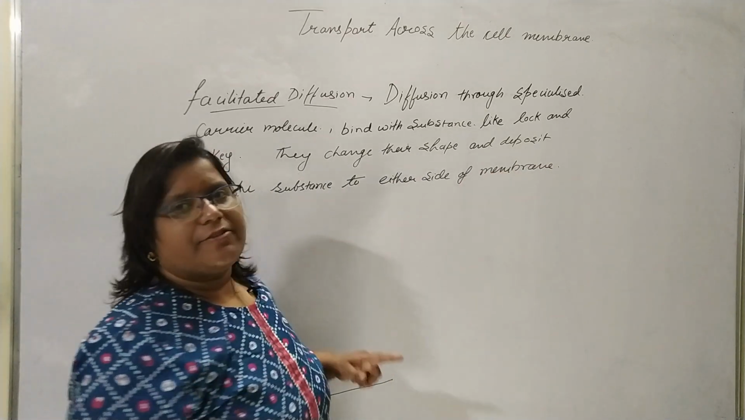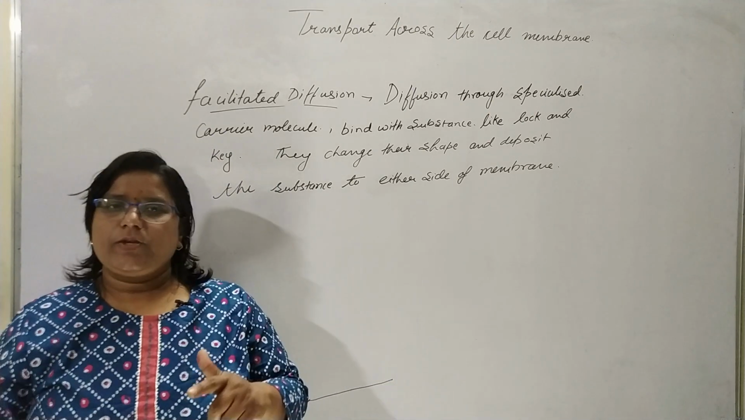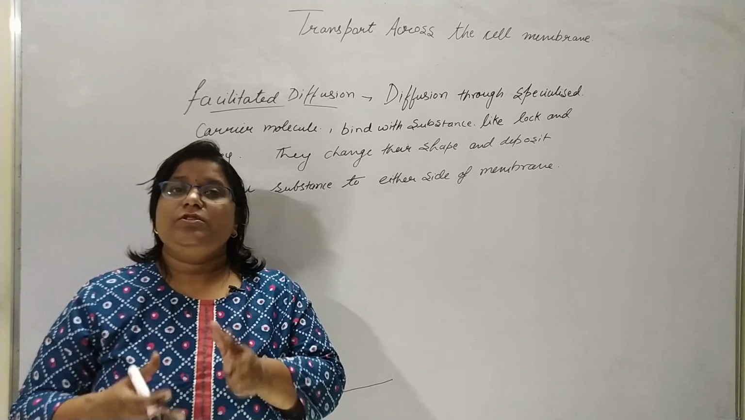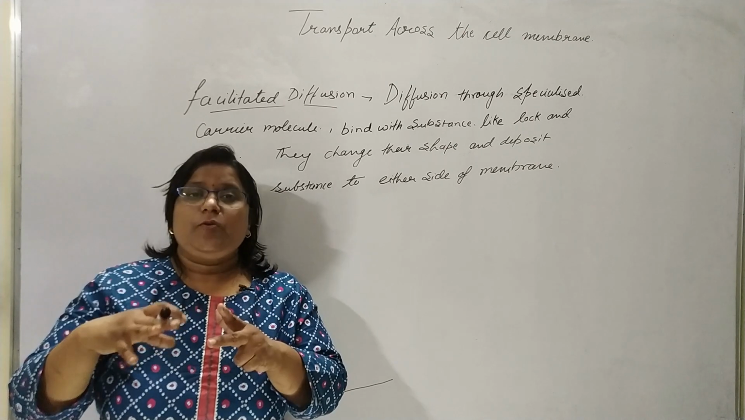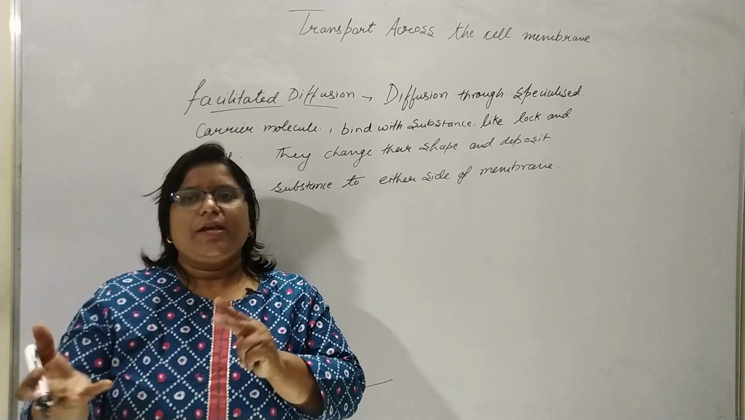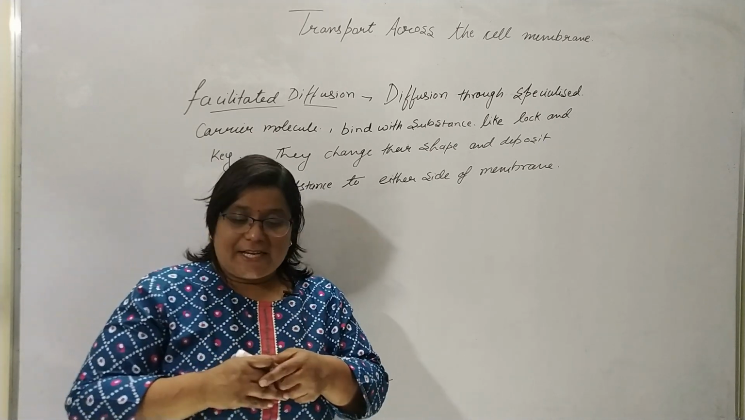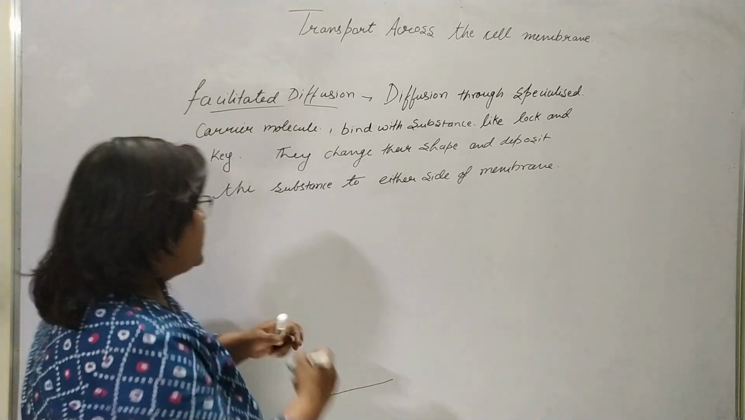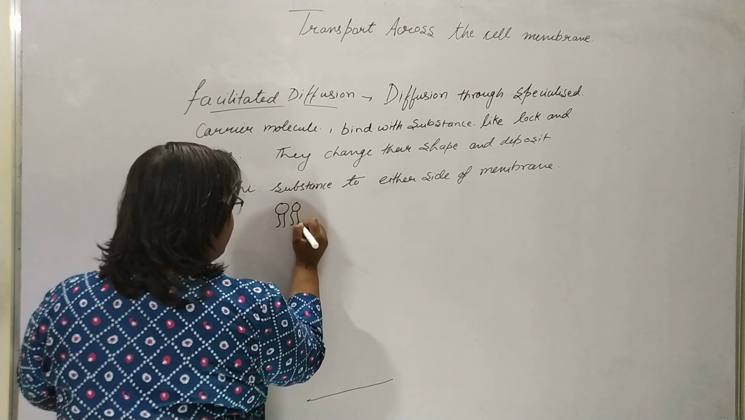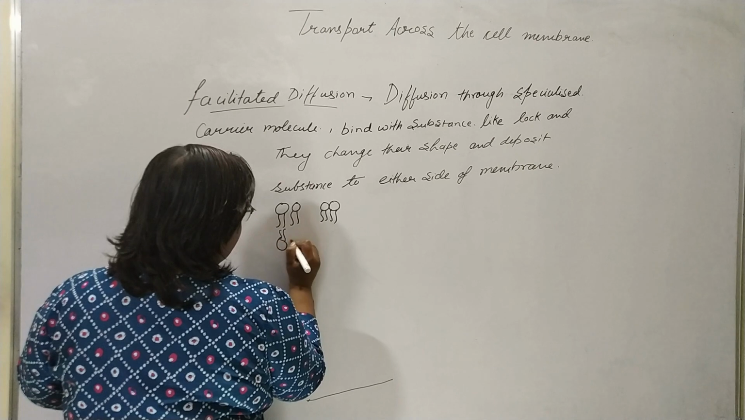Okay, so here the particular carrier molecules are used in this kind of diffusion, and these carrier molecules bind with the particular substance which is to be diffused in or diffused out. Okay, so here the carrier changes shape and deposits the substance on either side of the membrane. So here we will see, suppose that this is the lipid bilayer.